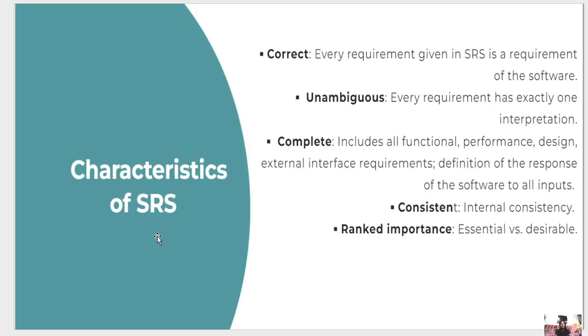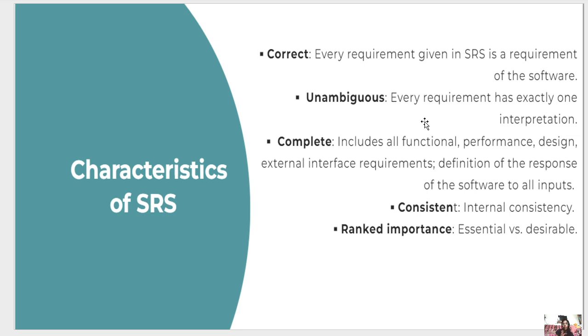Next, what are the characteristics of the SRS? The correctness, nothing but every requirement given in SRS is a requirement of the software. Next, unambiguous means there will be no confusion between the requirements, like whether we need this software tool or whether we need to choose among them. So this will be a perfect guide, means no ambiguity, no confusion in the selection process of the softwares.